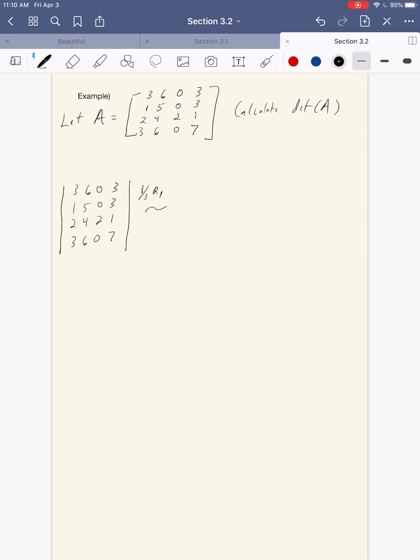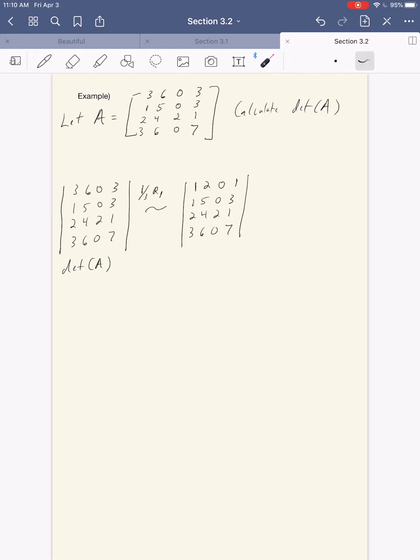Now, let's also keep track, because we know some of these operations are going to change the determinant. Let's just keep track that this matrix has the determinant we want, determinant of A. Okay, so let's use that elementary row operation. We get 1, 2, 0, 1, and then the other rows aren't going to change.